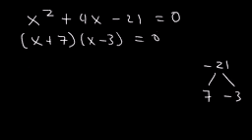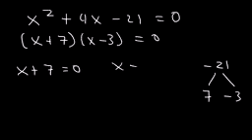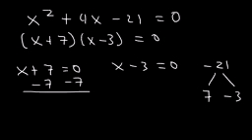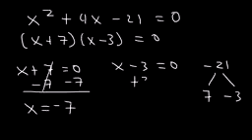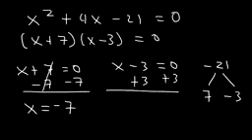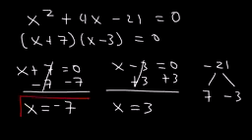Now to solve it, set each factor equal to 0. So if we subtract both sides by 7, we can see that x is equal to negative 7. And here, if we add 3 to both sides, x is equal to 3. So these are the two answers.